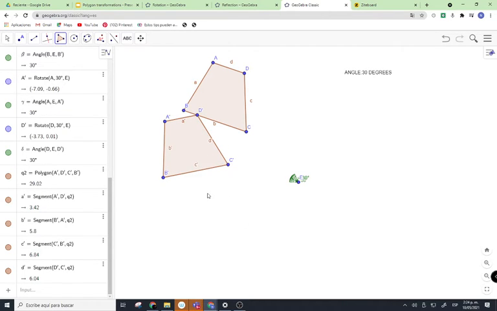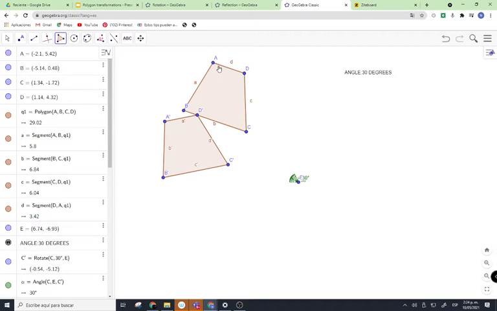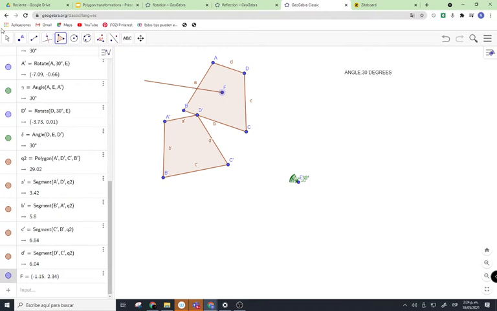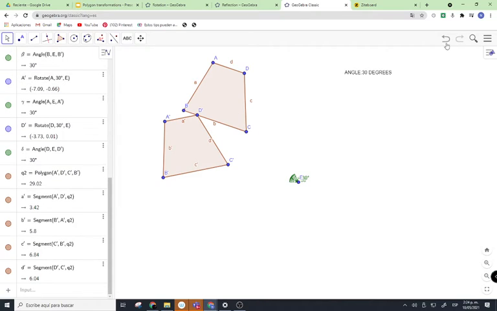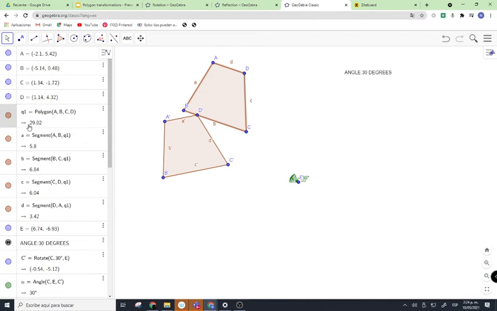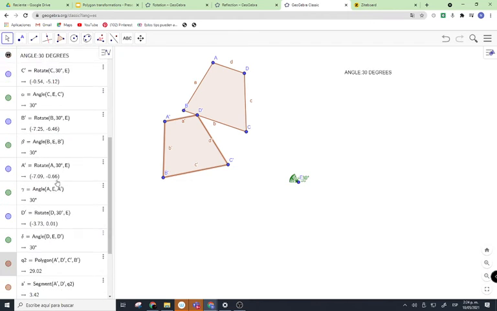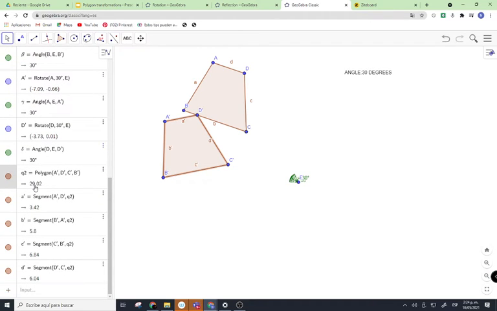Now I have a rotation of the figure around this point by an angle of 30 degrees. Okay? It's exactly the same figure. We can check the properties, no? We can check that, for example, the area of this polygon, let me see where it is. It's highlighted here. It's 29,02. But the area of this other polygon, let me look for it. It's here. It's also 29,02.